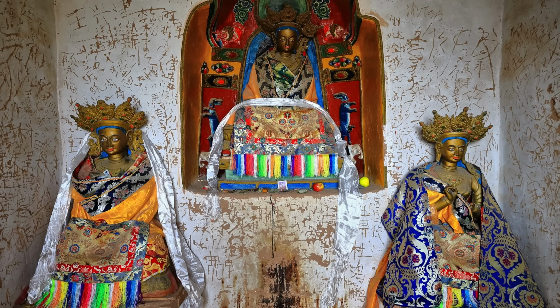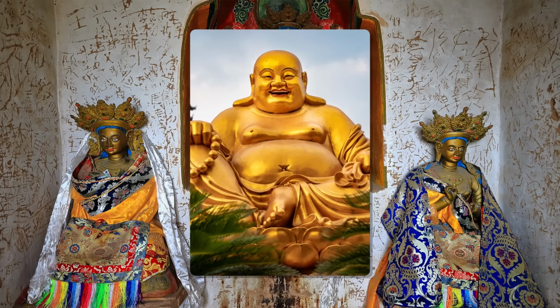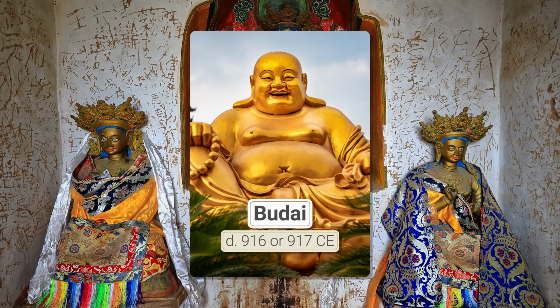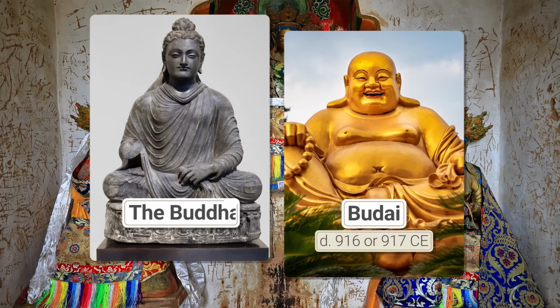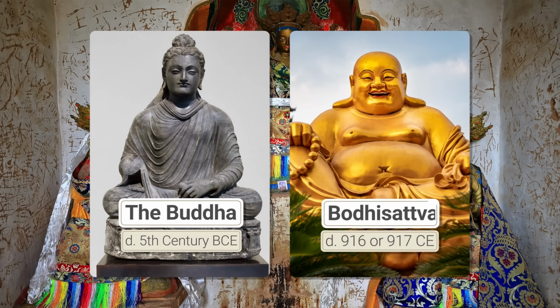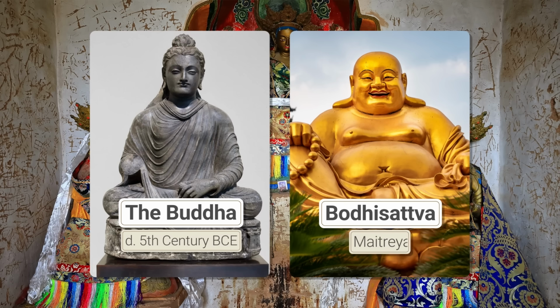One example of a bodhisattva is this guy, often called the Laughing Buddha or Fat Buddha. His real name is actually Buddha, and he was a monk who lived around 1,000 years ago. But here's the important thing. Buddha and the Buddha are not the same person. The Buddha is Siddhartha Gautama, the founder of Buddhism, who became a Buddha over 2,000 years ago. In contrast, Buddha is a bodhisattva on his way to becoming a Buddha. Some think that he is Maitreya, that future Buddha that I mentioned earlier.